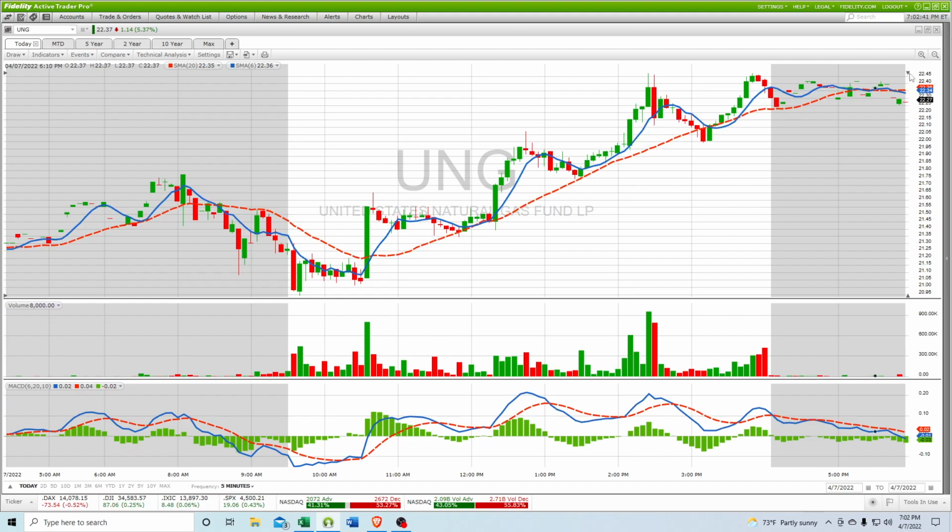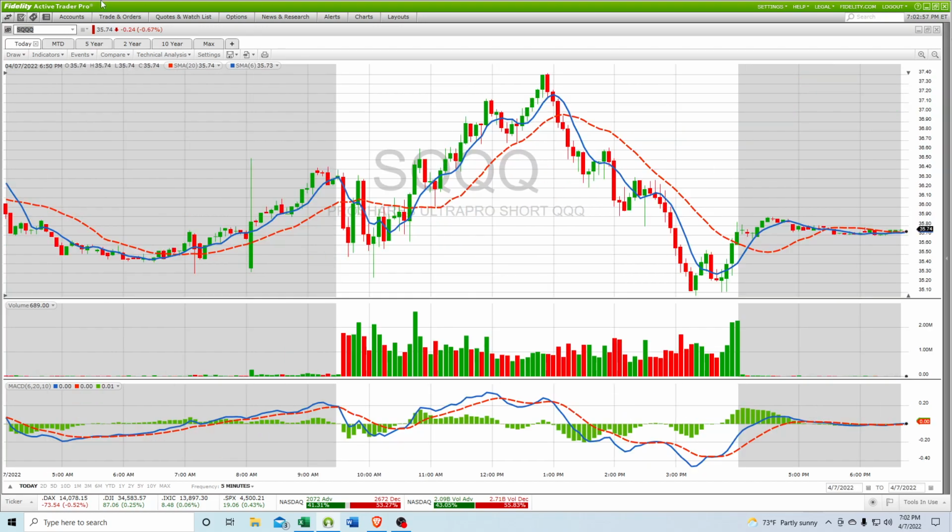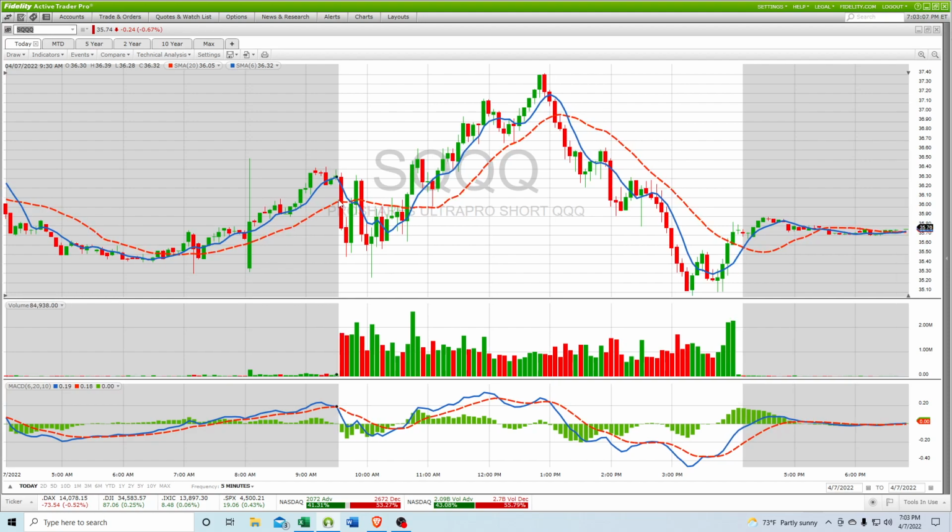And then look what it did. So there we are. And then after hours, it's at 22.27. So it would have been a good trade, but I missed the trade. So sometimes you win some, you lose some. So let's look at SQQ. That is the inverse. Okay, so what happened here? It made this big move down, and my buy point was 36. Initially my buy point was 36.